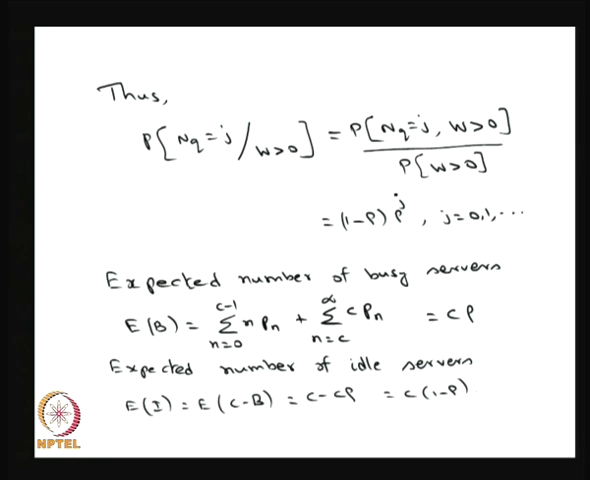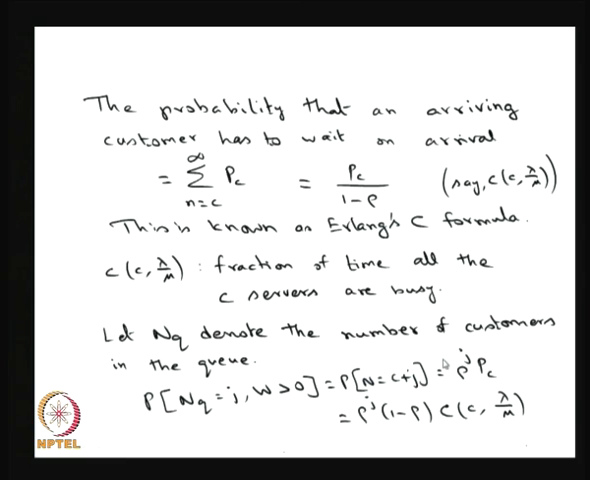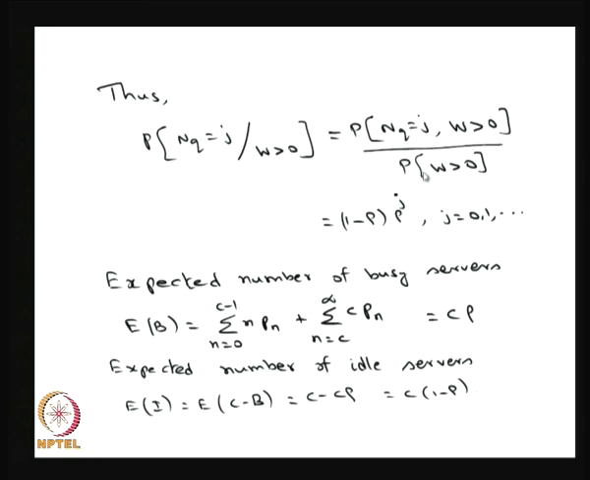So, other than the stationary distribution, for the M/M/C model, we are getting the probability that an arriving customer has to wait, and the conditional probability of j customers in the queue given that the waiting time is greater than 0, as well as these expected quantities.